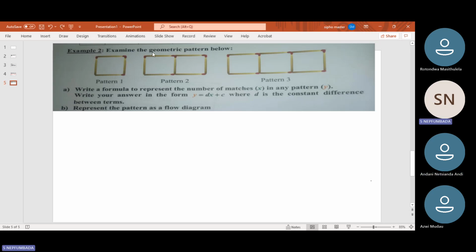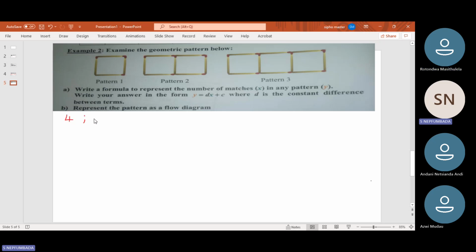They say examine the geometric pattern below. You did geometric, is that so? Okay, so now we have got a pattern. Can you see this pattern? How many sticks are there? 4. And on the second pattern, how many sticks?